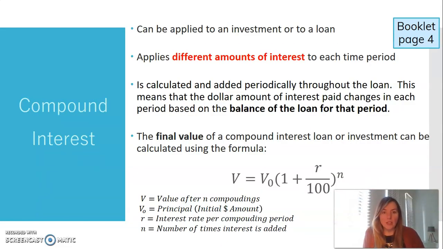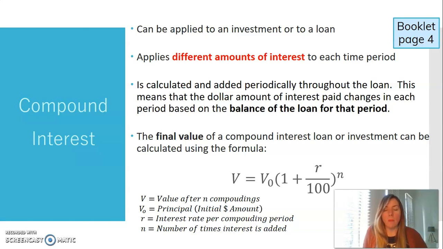So what is compound interest? Now, again, compound interest can be applied to an investment or to a loan. How is it different than simple interest? Well, the second point here says that it applies different amounts of interest each time period. So with simple interest, the very same amount of interest was added every time period, whereas with compound interest, the amount added in interest each time period is going to change each time period. So it's not that same flat amount, it will be something that will change.